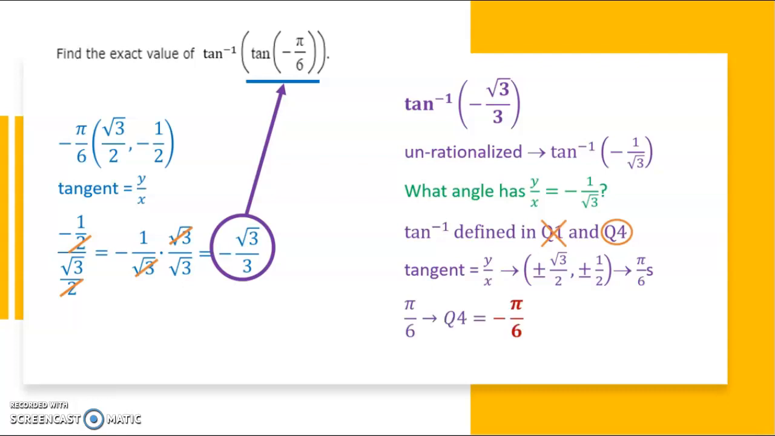Our pi over 6 in quadrant 4 is negative pi over 6. Remember, for quadrant 4, we have to go negative. We can't go positive because we would go through the monster, right?